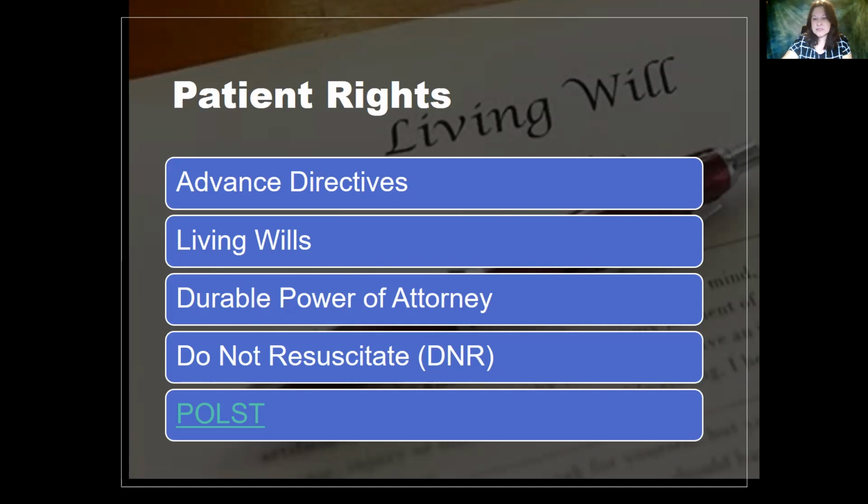A POST is another type of form. This is a physician order for life-sustaining treatment. This is actually a medical order. It's really not defined as a legal document per se, but it does have some legal standing. So it is a medical order, and it indicates what the client's wishes are regarding treatment.